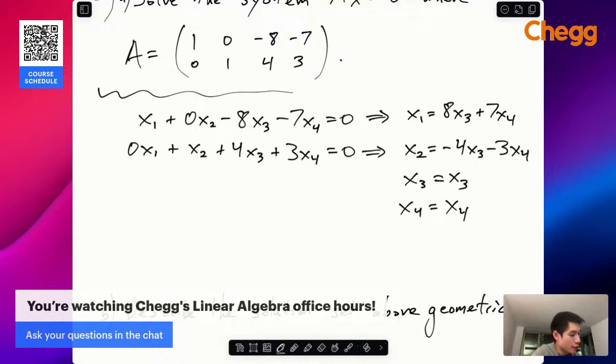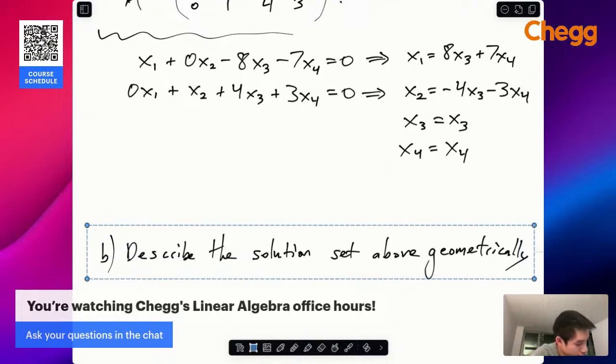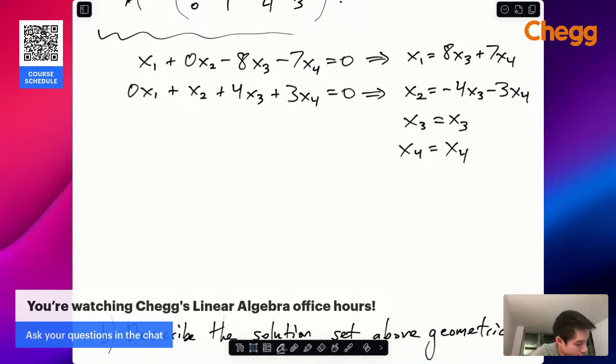And so now I have a form for my solution, which is that my solution is going to be a vector with 4 entries, and it's going to be in the form of this right-hand side. I'm going to move down a little bit. Okay. And so this is already in what's called parametric form.